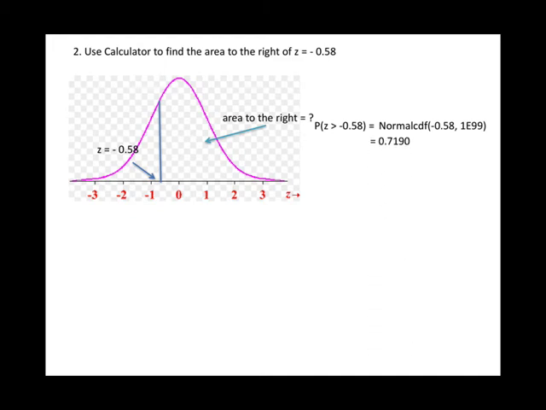You're going to get 0.7190. Okay, this is the area to the right. Now think about how to do number 3. Try to sketch the picture and figure out what the lower value and what the upper value are.